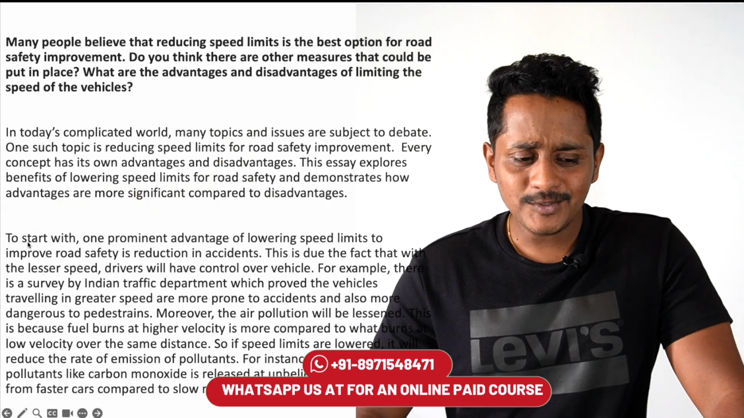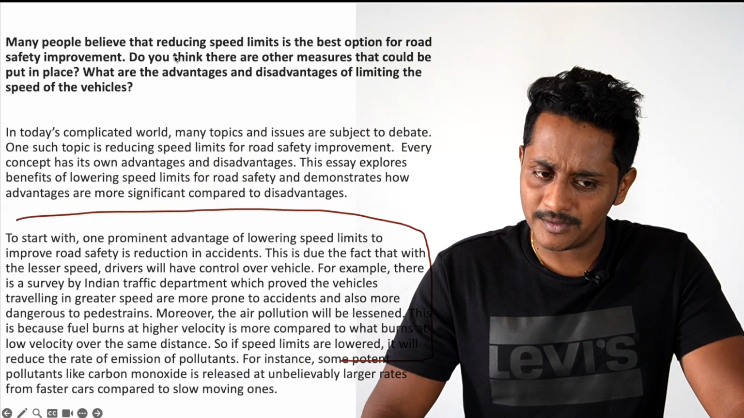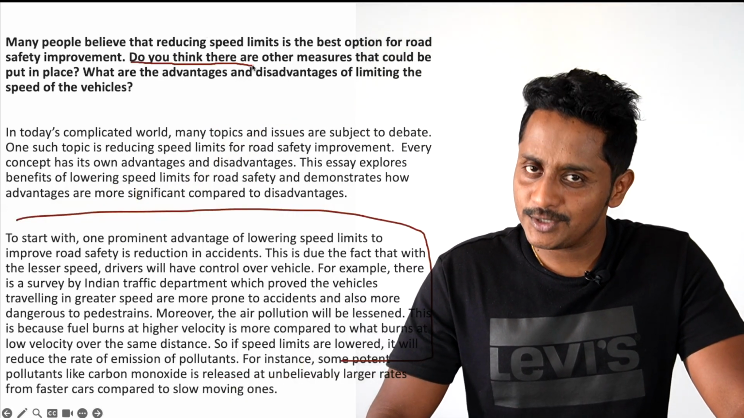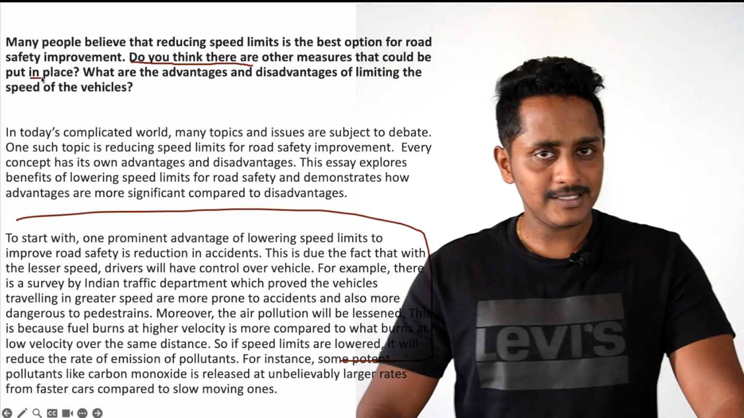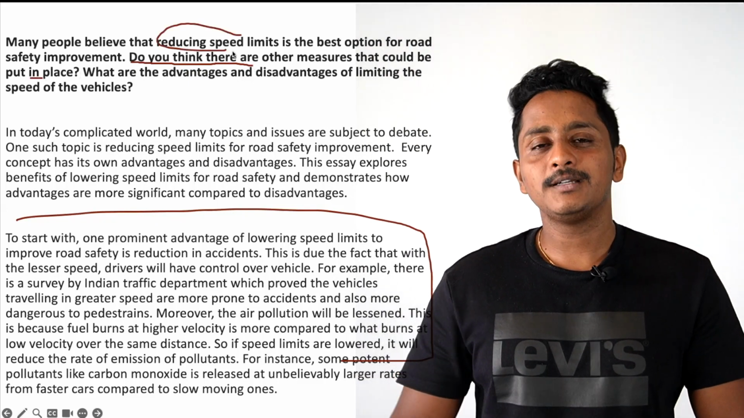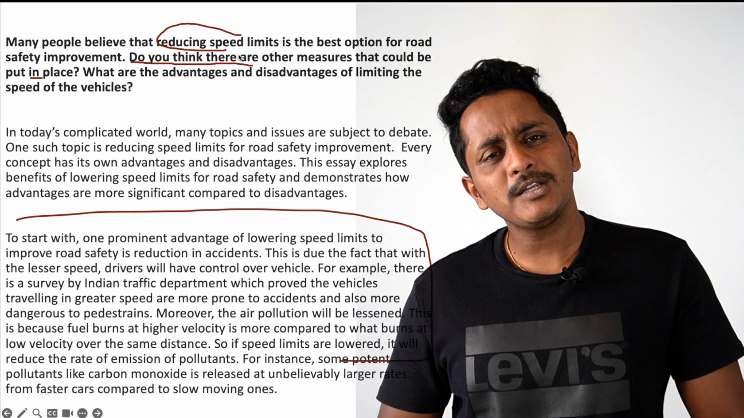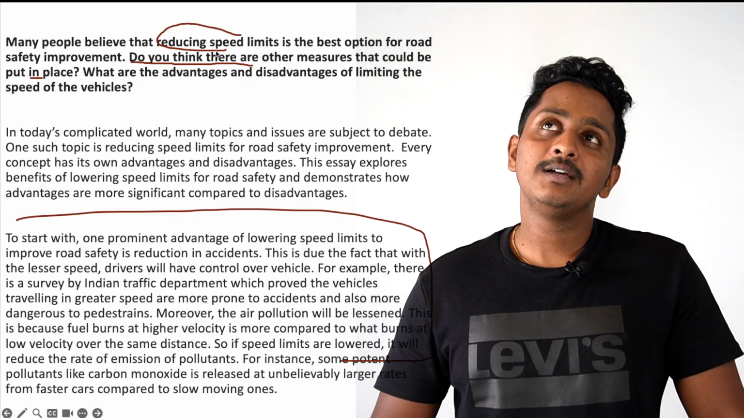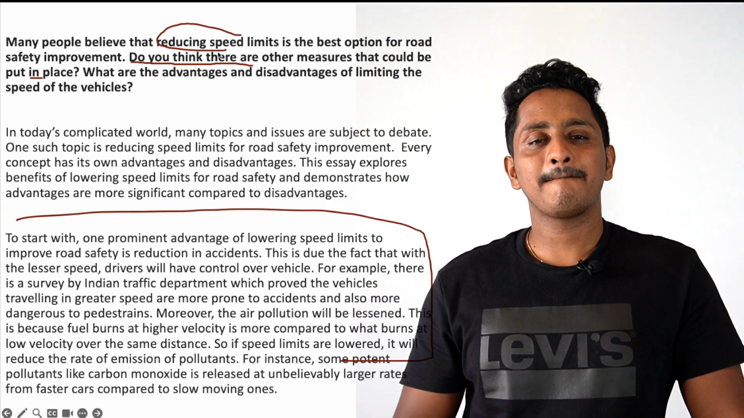Correct? So now here the person needs to address this particular question. Do you think there are other measures that could be put in place apart from reducing the speed limit? What other measure could be put in place for road safety? Install the cameras.